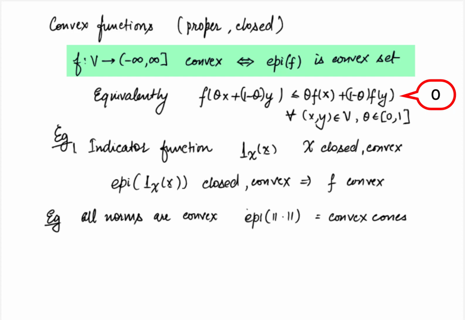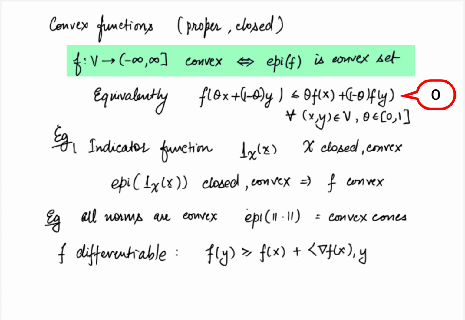For instance, if f is differentiable, then we have the first order condition, which says that f of y is greater than or equal to f of x plus inner product of gradient f of x times y minus x.